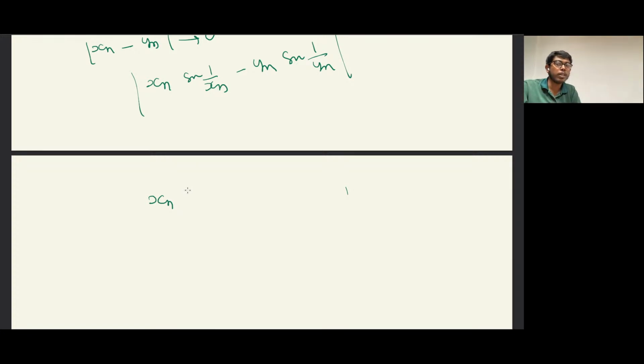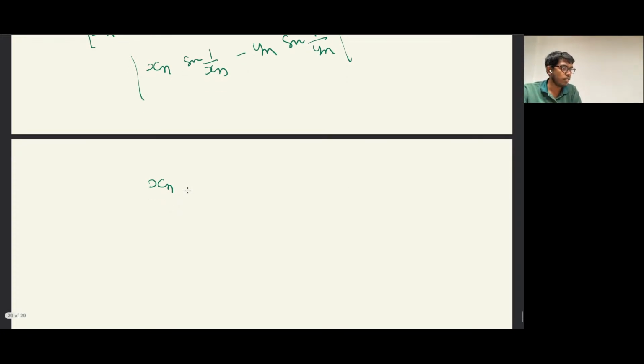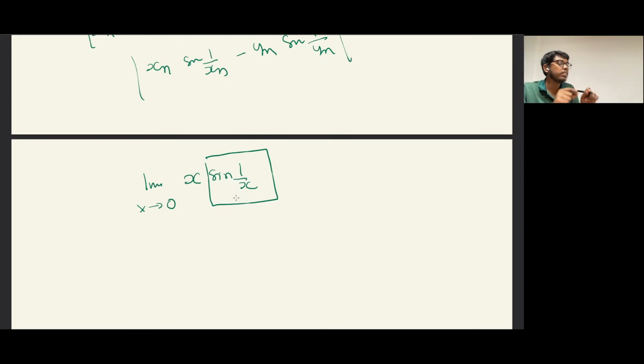No, this is uniformly continuous. As he told, he's right. Because see, the thing is, x sine 1 by x as limit x tends to 0. See, sine 1 by x is a bounded function. So when I have x sine 1 by x, this will go to 0 as limit x tends to 0, because sine 1 by x is a bounded function.